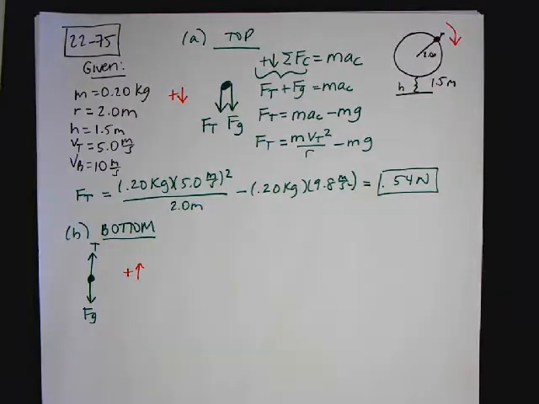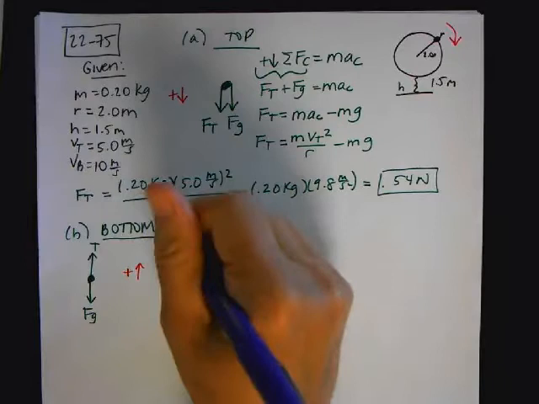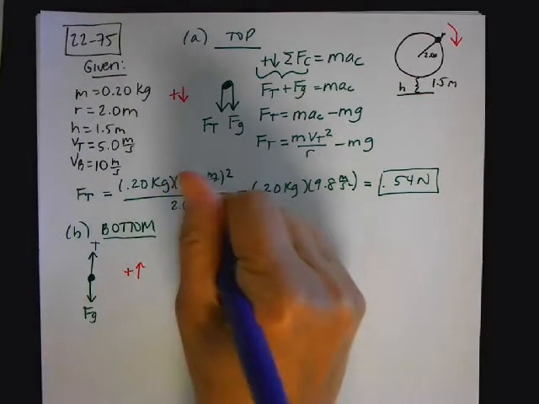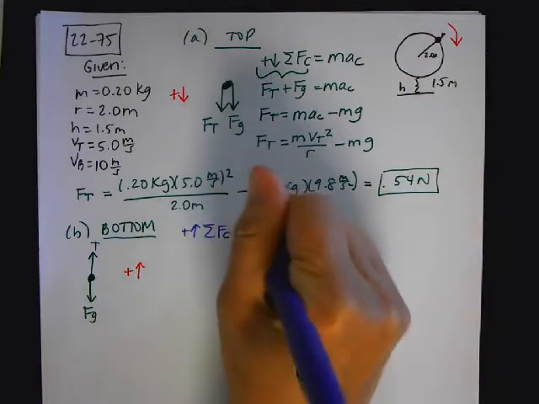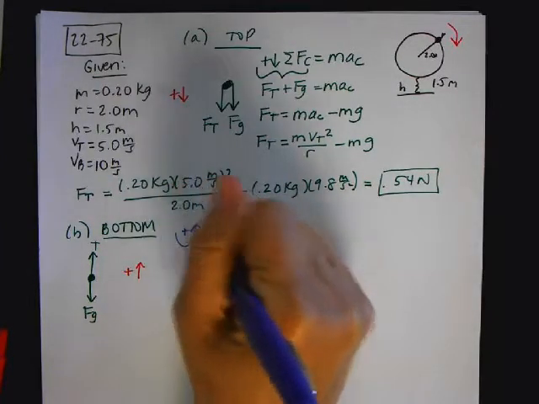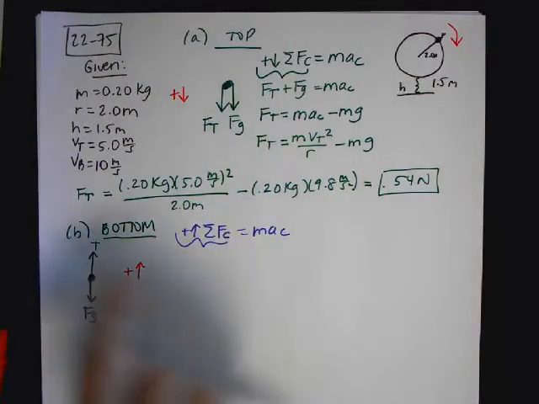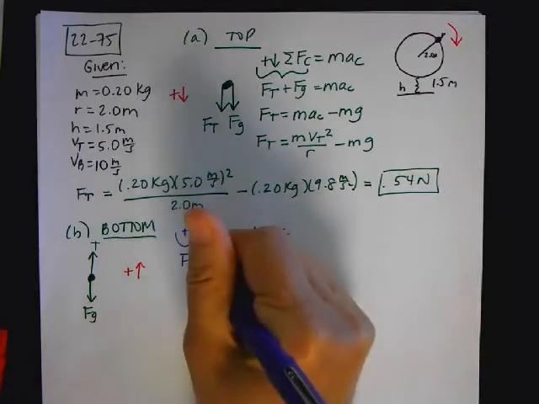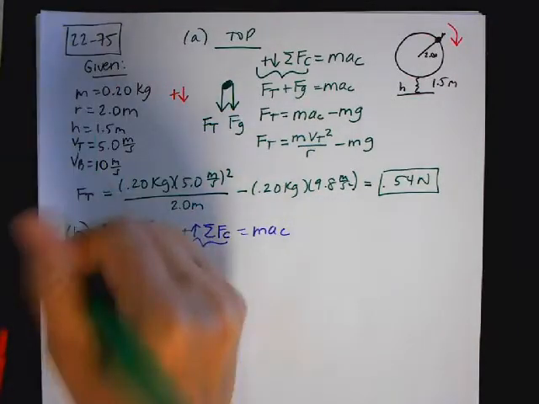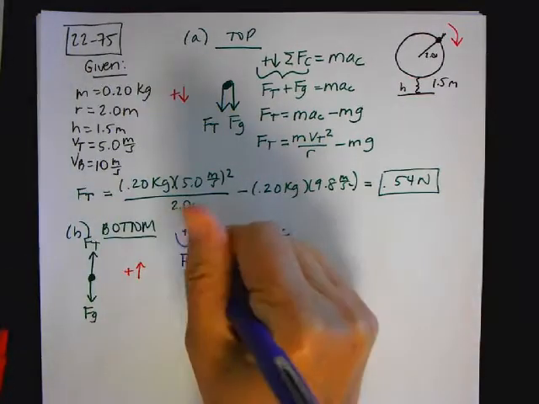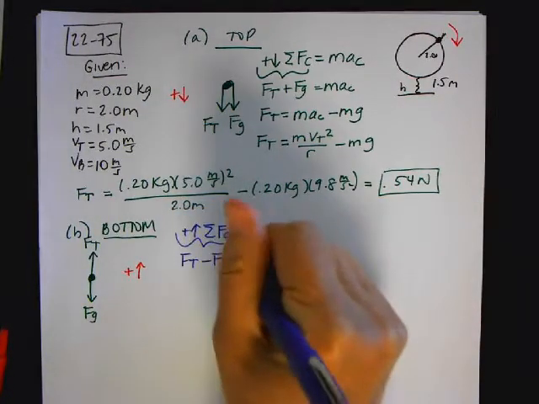So for part B, up is positive. So the first thing I'm going to do is write my sign convention. Up is positive. Summation of F of C is equal to MAC. So I'm applying Newton's second law. Now I'm going to look at my free body diagram. Up is positive, tension's up, so FT. Oh, I called it T there. You can call it FT or T. So FT minus F of G is equal to MAC.